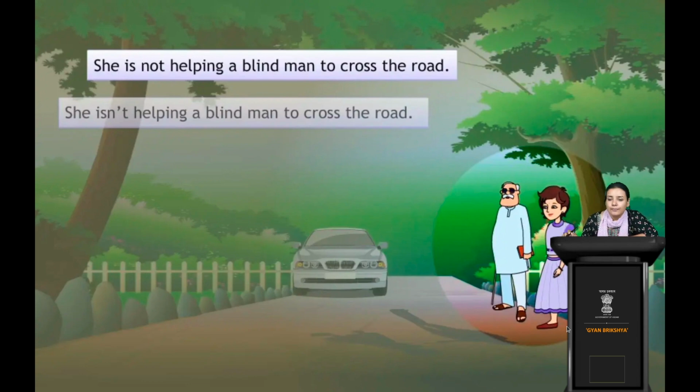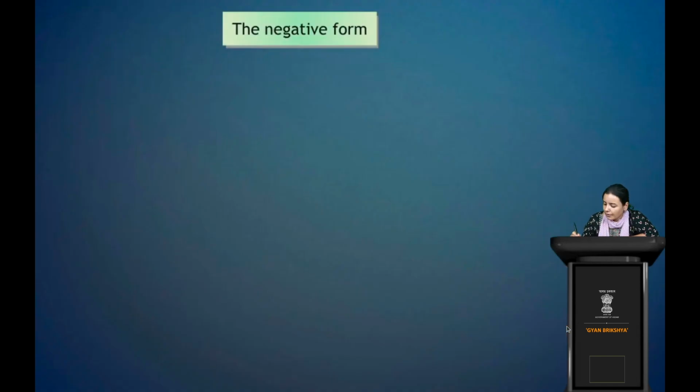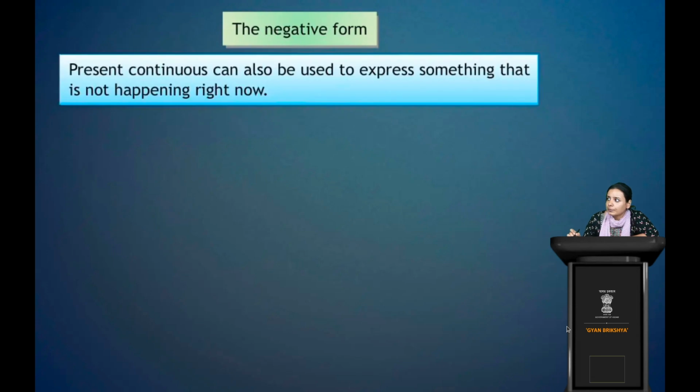Now see the negative form. In every sentence we have seen not, right? So present continuous can also be used to express something that is not happening right now. It is not necessary to always say it's happening right now. If it's not happening also, we can say the sentence is in present continuous tense, right?